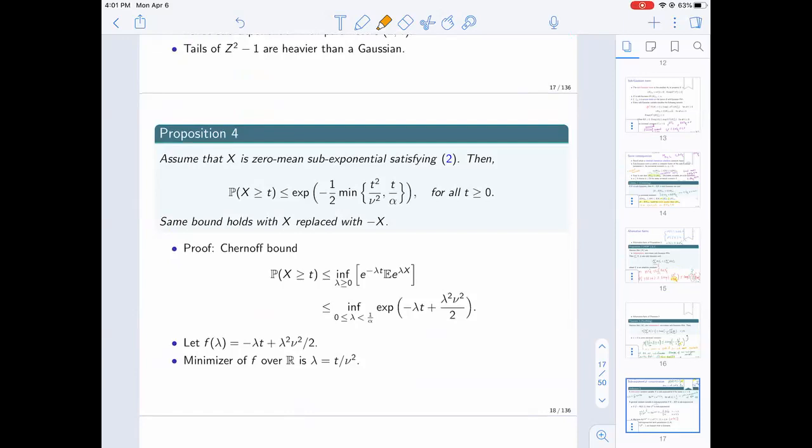Similarly to sub-Gaussian variables, we have a tail bound for sub-exponential variables, which looks like this. The probability that X is bigger than t, this is the tail, is bounded by an exponential of the negative of the minimum of two terms. One behaves like a Gaussian tail, the other like the tail of an exponential. Depending on how large t is, one of them is smaller and kicks in. So which one do you think kicks in when t gets large?